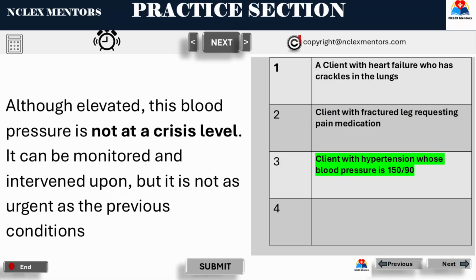The third priority is the client with hypertension, whose blood pressure is 150/90. While elevated, this blood pressure is not at a crisis level. The nurse should monitor and intervene as needed, but it's not as urgent as the respiratory issue.